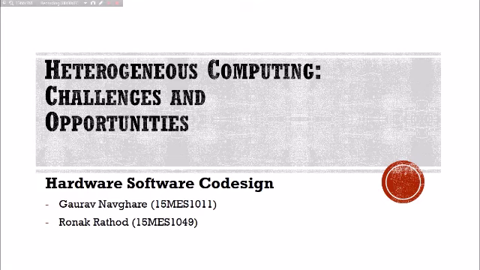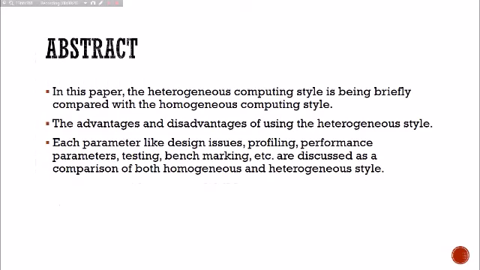Hello everyone, today we are going to discuss mainly the heterogeneous computing challenges and opportunities. This paper has been published in an IEEE Journal. The main author of this paper was Ashfaq A. Khokhar. It was published in 1993. My name is Gaurav Naugare and my friend's name is Ronak Rathod. So let's move on to the first one.